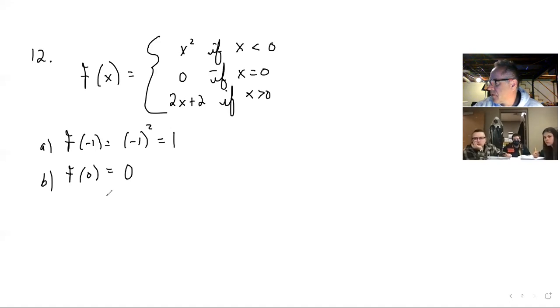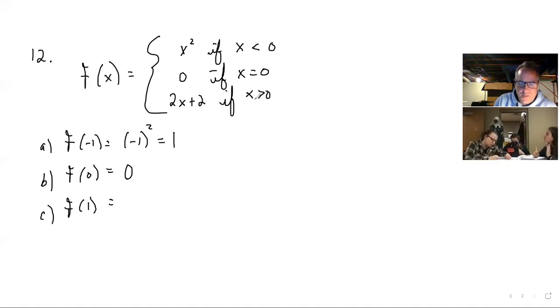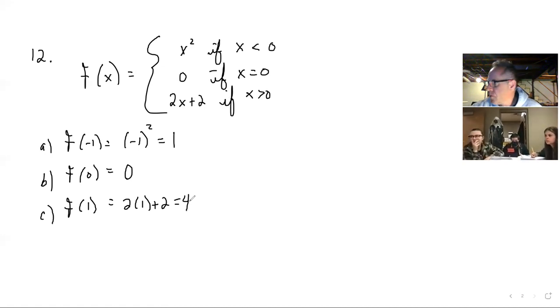And then it asks you to evaluate f of 1. Since your input is positive, this tells you right here, for any input greater than 0, evaluate with this piece. So that would be 2 times 1 plus 2, which is going to give me 4. So your output would be 4. And that's it.